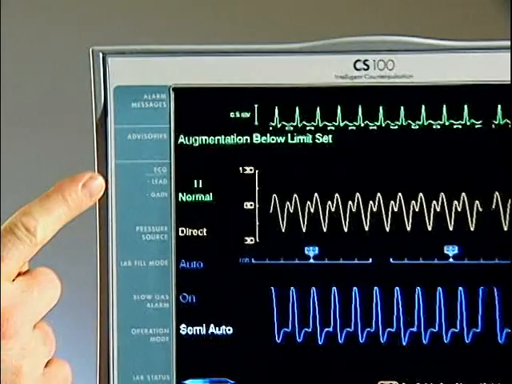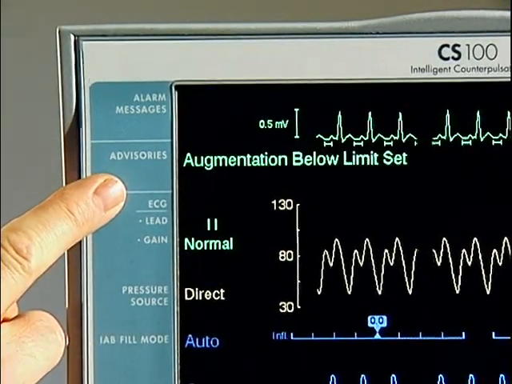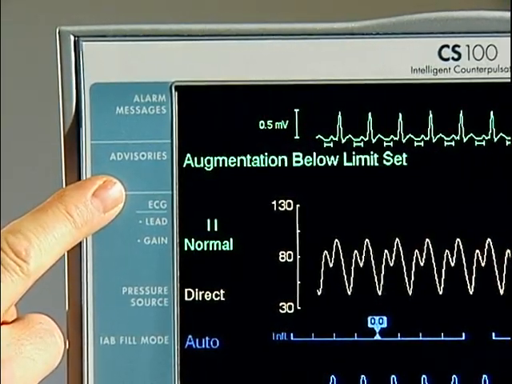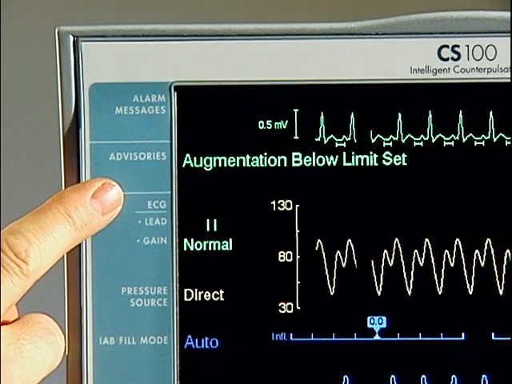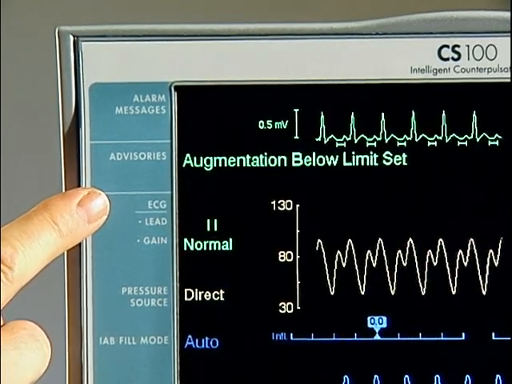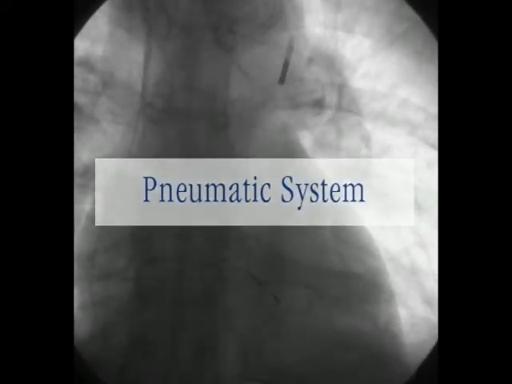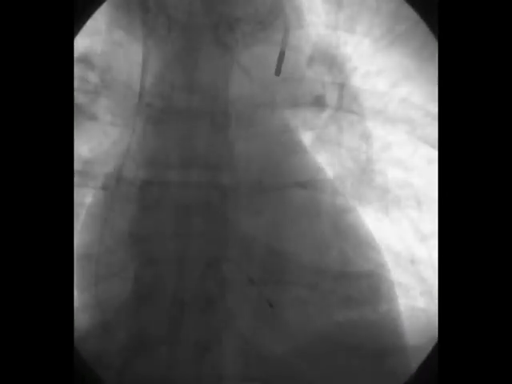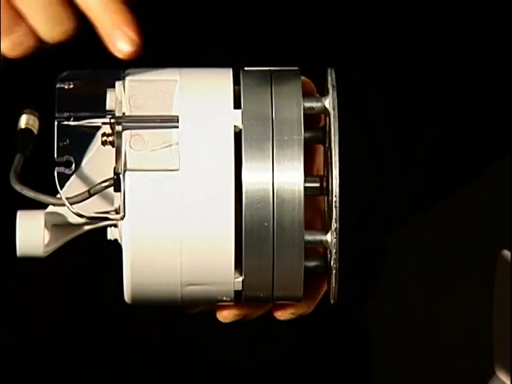In the Advisories section of the monitor, the less immediate messages, alert, status, and prompt are displayed. Up to 3 advisory messages can be displayed simultaneously. The pneumatic system is formed by the balloon catheter within the patient and a unique safety disc condensate removal module.